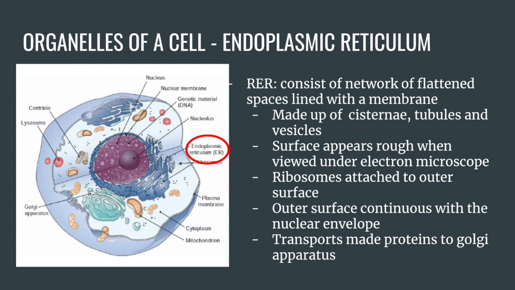The rough ER, on the other hand, consists of a network of flattened spaces lined with a membrane. It is made up of cisternae, tubules, and vesicles. Its surface appears rough when viewed under an electron microscope, as there are small particles called ribosomes attached to the outer surface. Its outer surface is continuous with the nuclear envelope. They also transport made proteins to the Golgi apparatus.